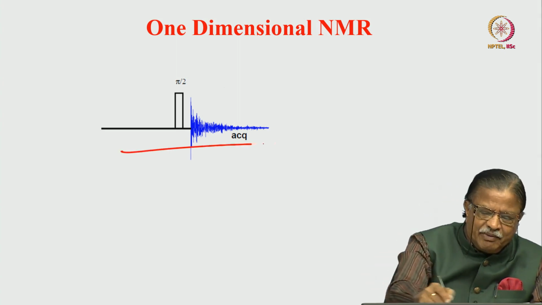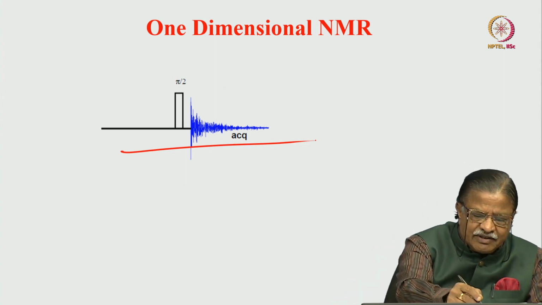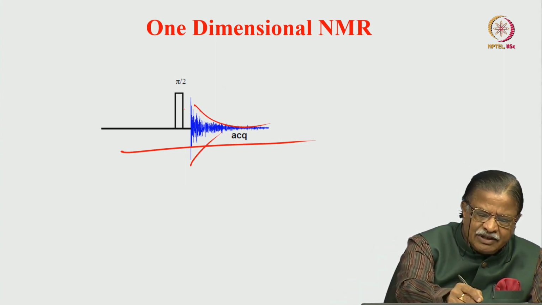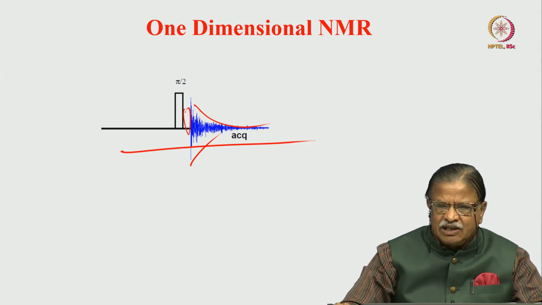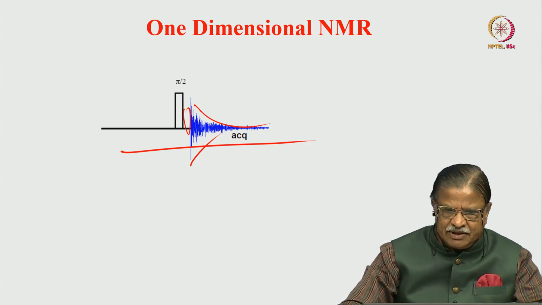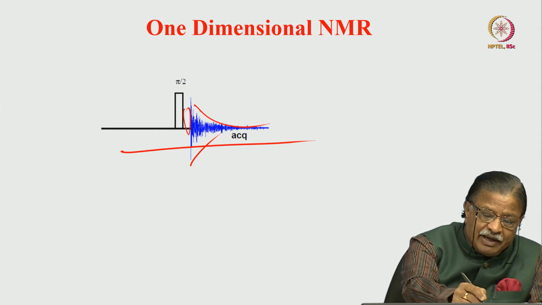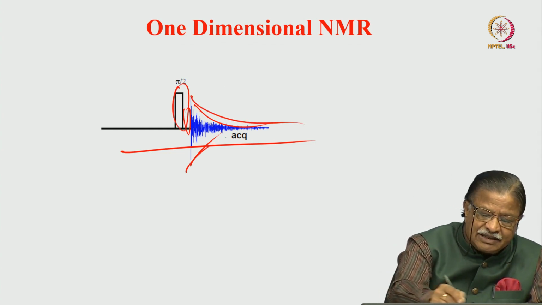This is a simple experiment which I told you. Apply a radio frequency pulse and start collecting the signal. This is called a dead time delay. Don't worry, these are not discussed in this course, but I explained them in the previous courses. So, apply a radio frequency pulse and start collecting the signal as a function of time.